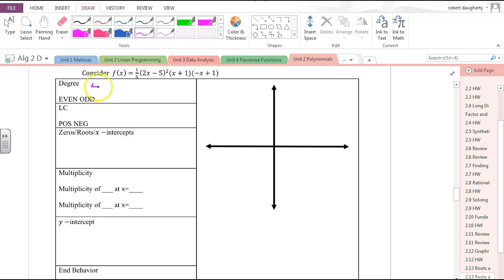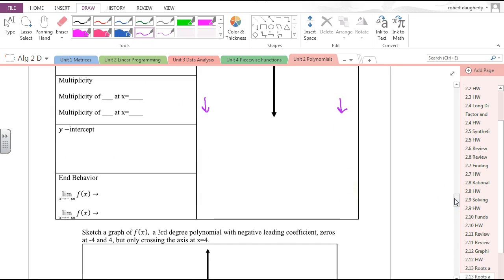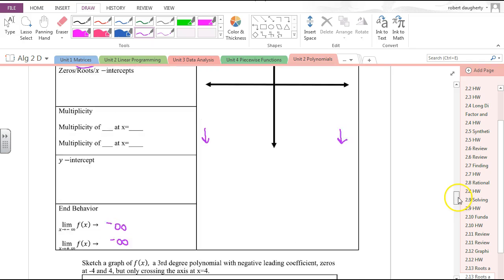This looks like a fourth degree polynomial, and that is an even degree. The leading coefficient is 1/5 times 2 squared times 1 times negative 1. That turns out to be negative 4/5. Important thing is that is a negative leading coefficient. So I know immediately, fourth degree, negative coefficient. It has to go down in both directions. That means the answer to both of these limits, it goes down to negative infinity in both directions.